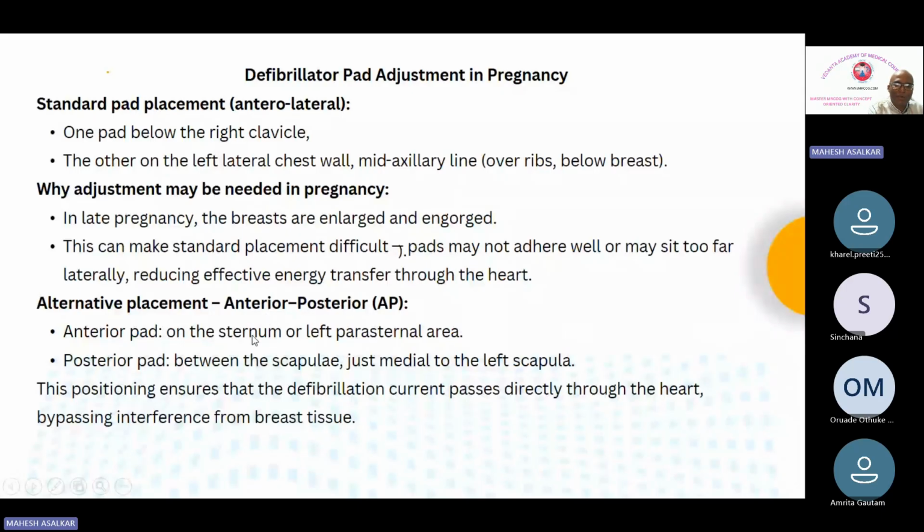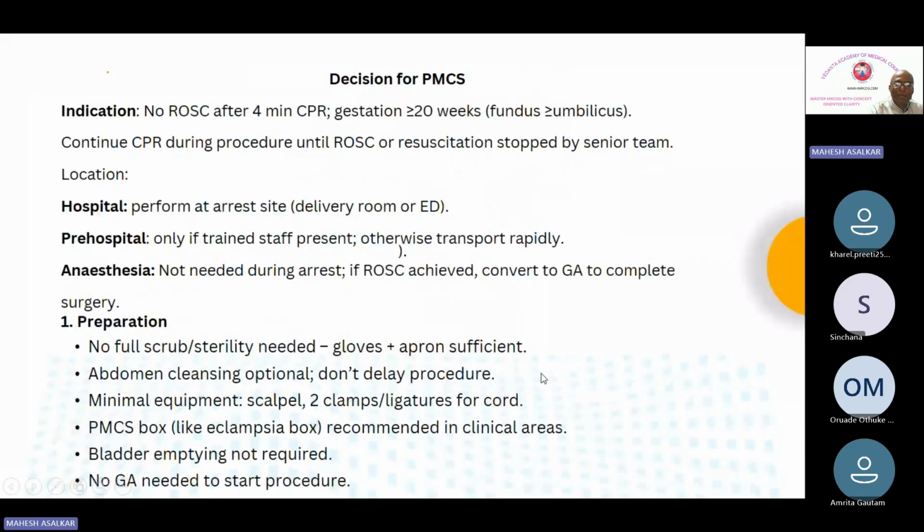That is, the anterior pad will be on the sternum or the left parasternal area, and the posterior pad will be between the two scapulae. Okay, so this is the pad placement. Then, the decision for perimortem caesarean section: we go ahead with this if there is no return of systemic circulation after 4 minutes of CPR at more than 20 weeks.